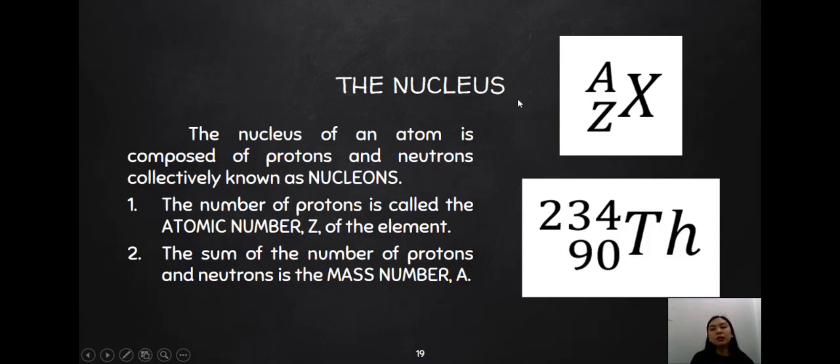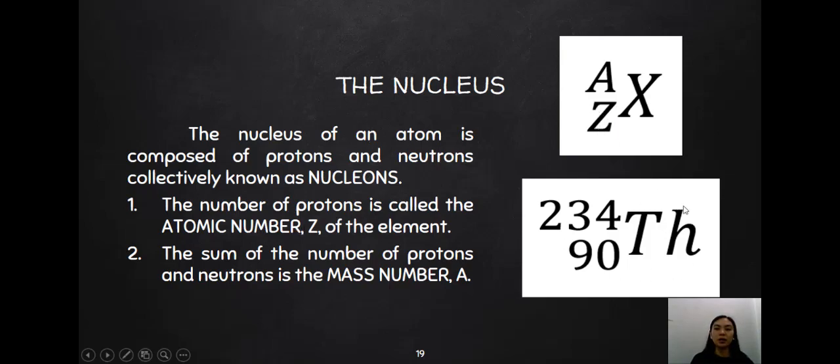So when we deal with nuclear reactions, it is important that you know how to interpret the symbols of the chemical reaction. So as you can see here, you have capital letter A, capital letter Z, and capital letter X. Now what do these letters mean? The number of protons is called the atomic number Z. So that is written below.